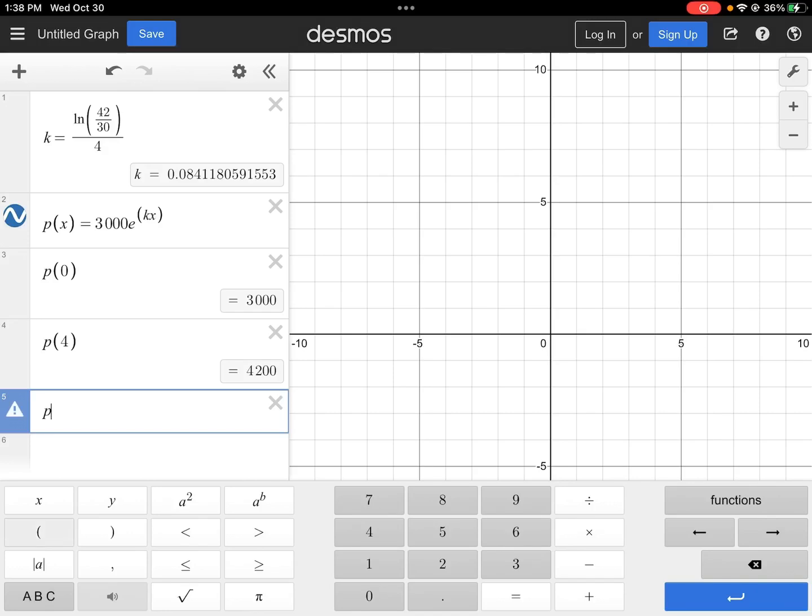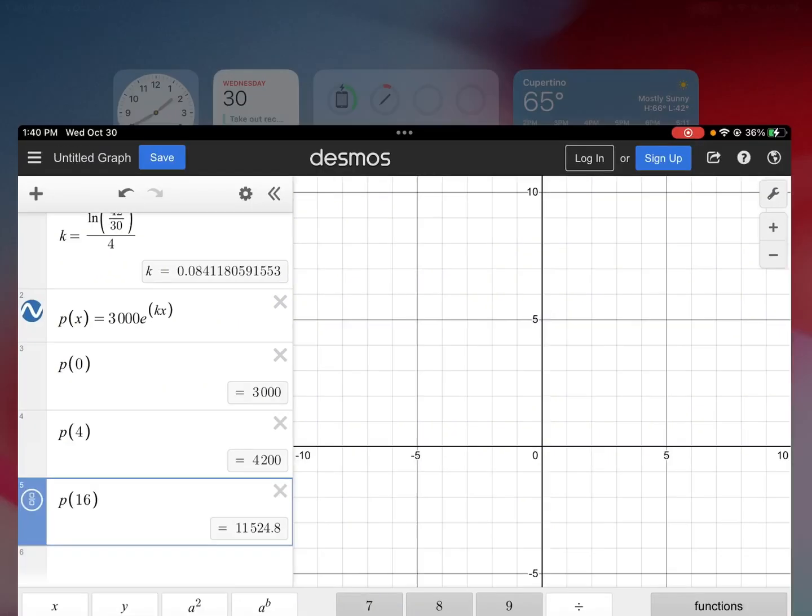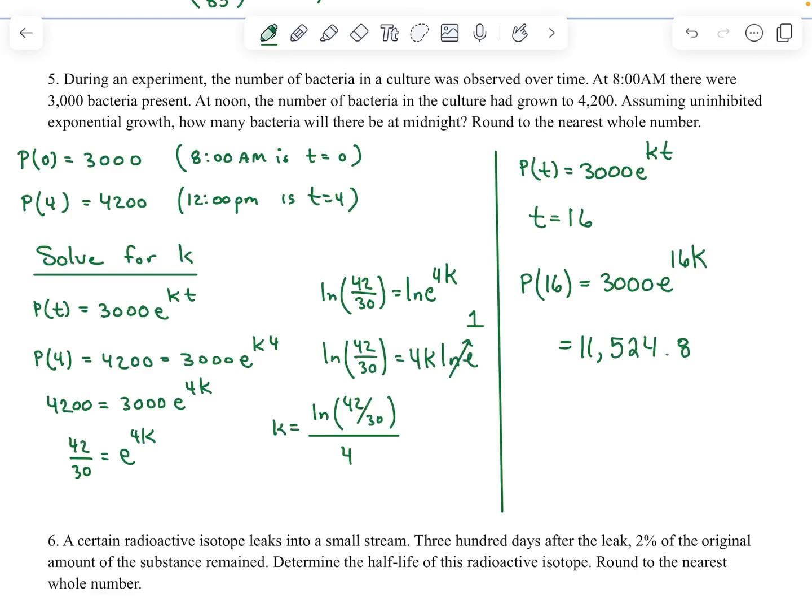So now I will evaluate this function for when t is equal to 16. So when t is equal to 16, the function is equal to 11,524.8. Since the problem asks to round to the nearest whole number, that will be 11,525. So there are 11,525 bacteria in the culture at midnight. And we are done.